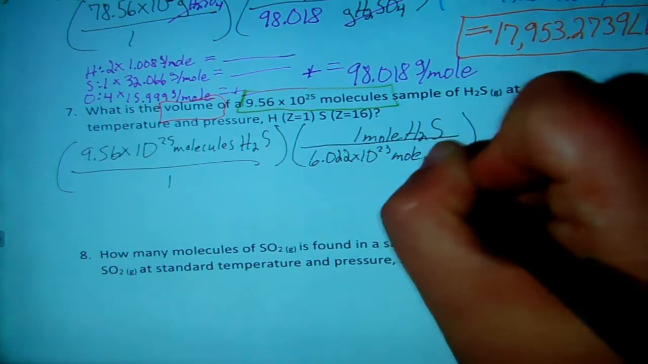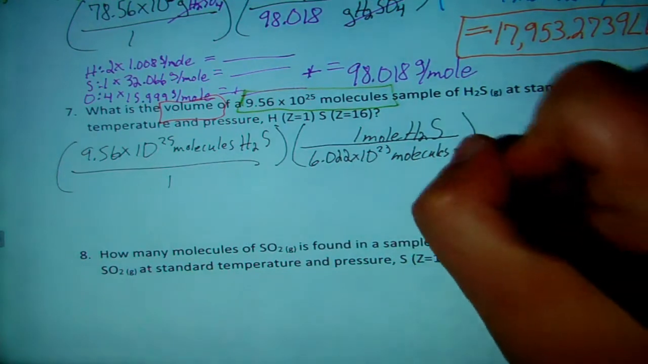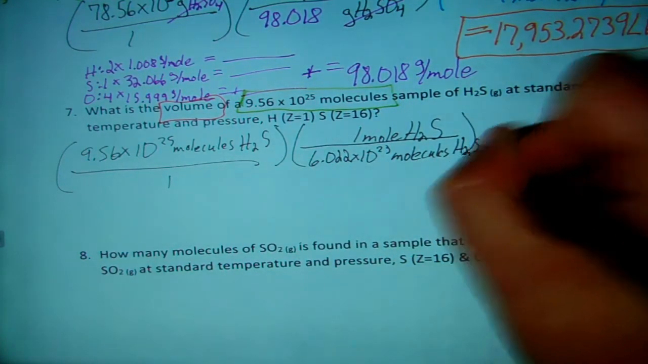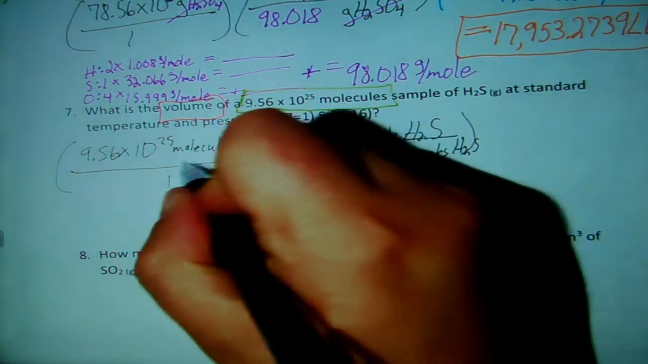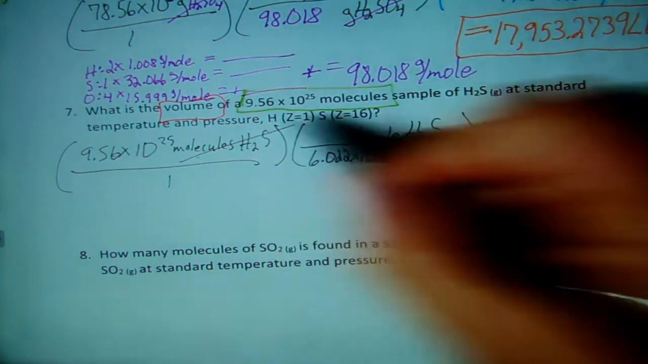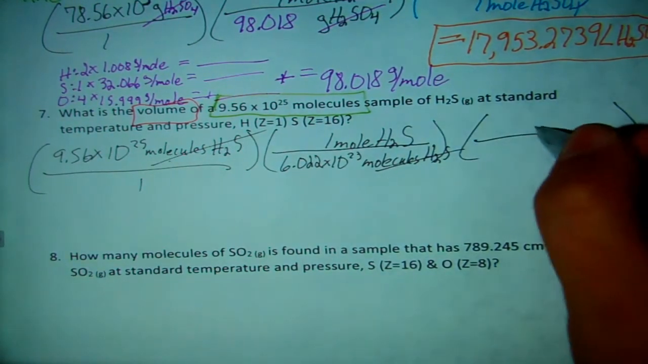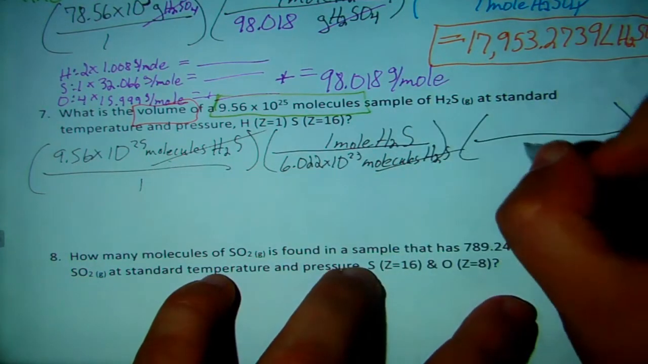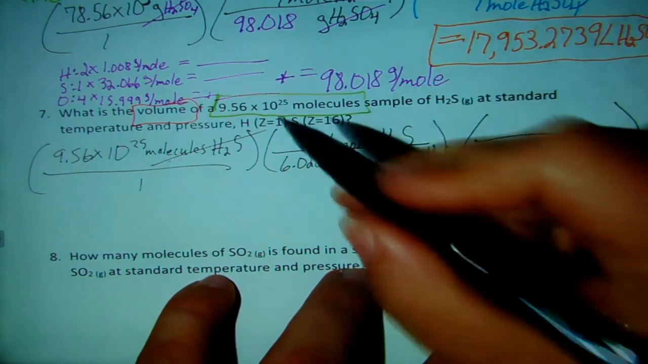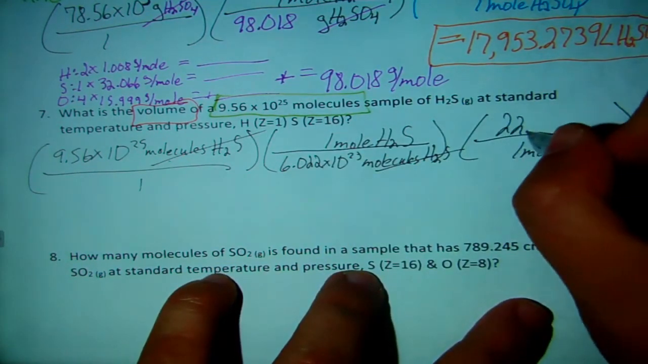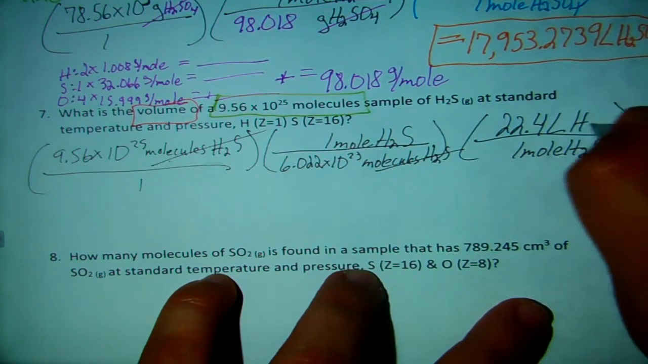If you don't know where this is coming from, I've worked through enough of these. You should be getting a feel for this. If you still are not getting where I'm getting these values from and pulling it this fast, you need to go back and watch the video again. Molecules H2S cancel, but I'm not in volume yet, so I'm not done. Look at it again, set it up. I need moles to cancel. I need to get to volume, so 22.4 liters of H2S.